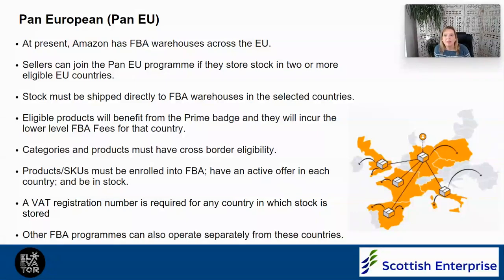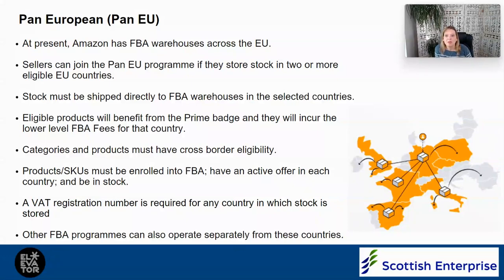Now, prior to Brexit, Pan-EU sellers in the UK only needed to send their stock to UK warehouses, and from there, Amazon distributed the products across the EU warehouses. Now, this, folks, was a simple, cost-effective and a very practical way to expand your UK operations right across the rest of Europe. And as I said previously, it was a highly successful model for many UK sellers.